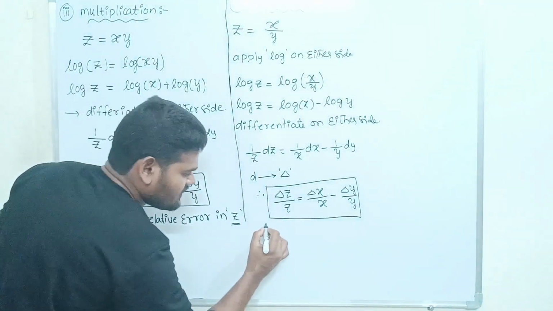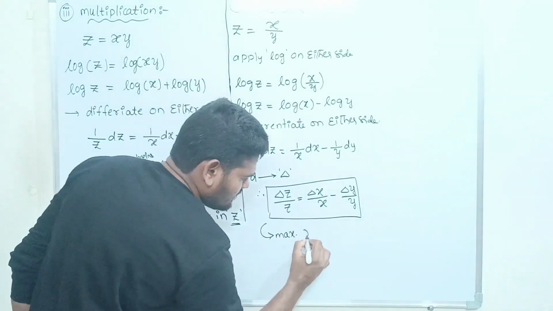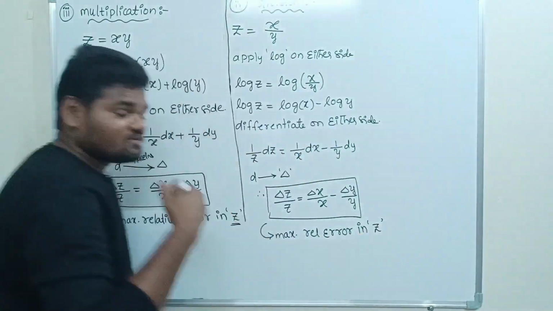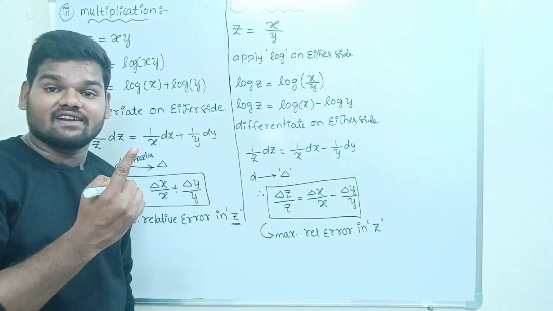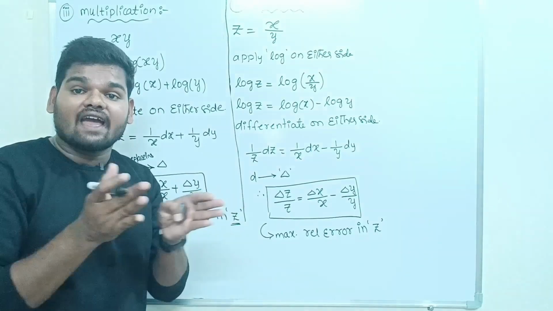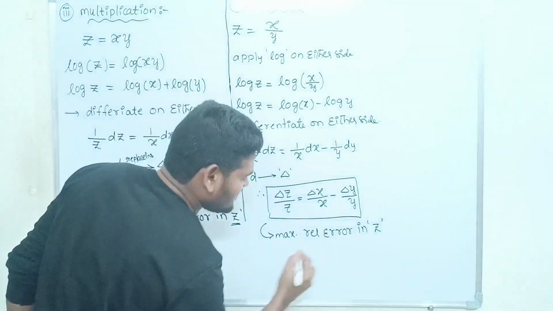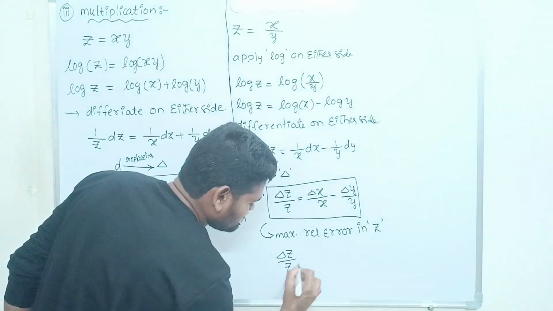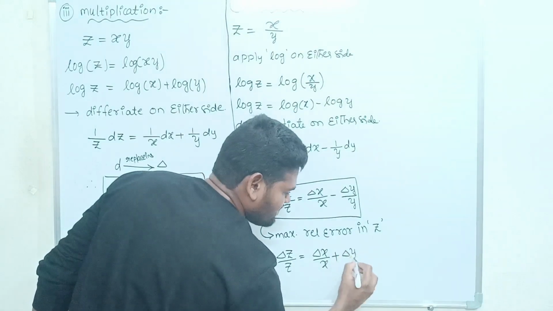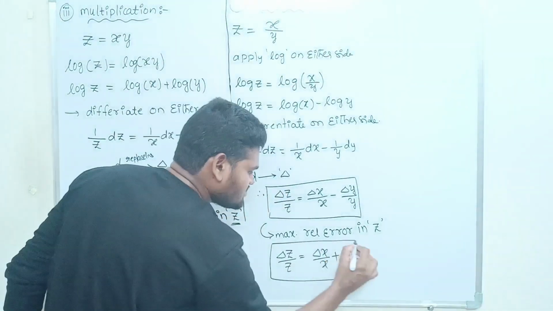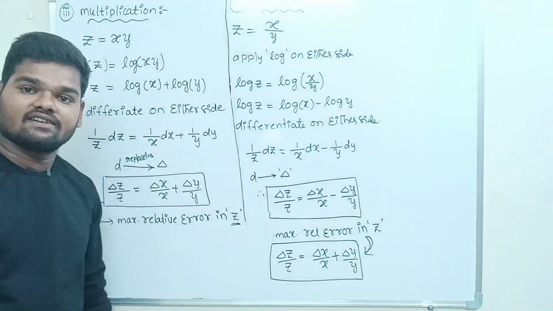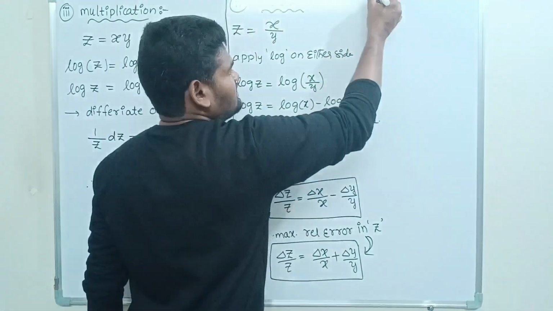Next, what we have to write is the maximum relative error in z. What we are finding is the maximum relative error. When do we get the maximum relative error? When we are adding the two quantities. So the maximum relative error is given by delta z by z is equal to delta x by x plus delta y by y. In case of division also, this is the maximum relative error. Are you getting? Okay, very good.